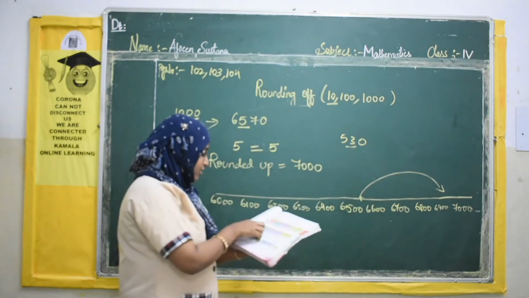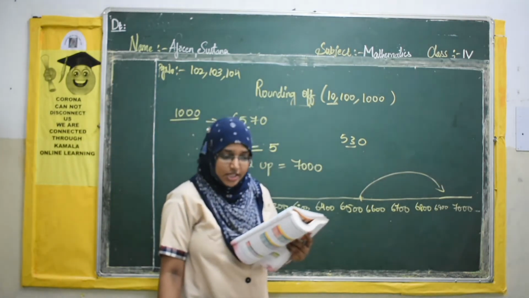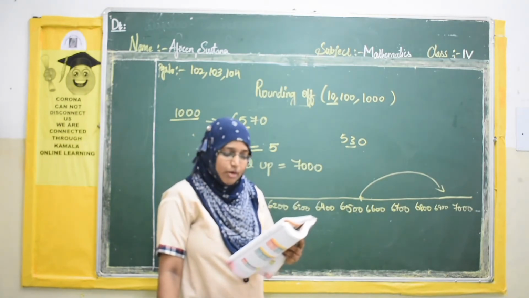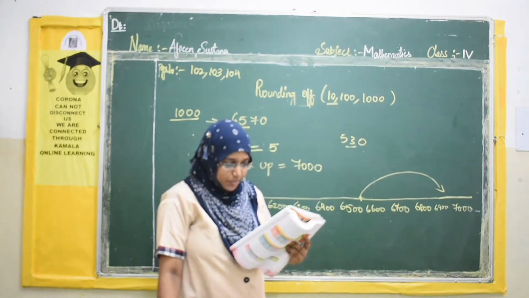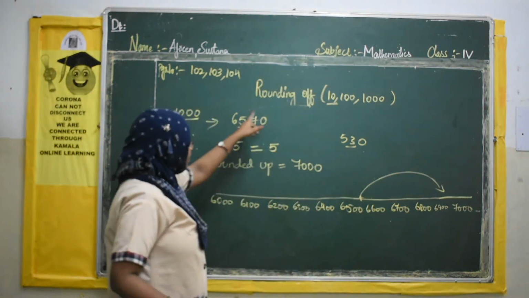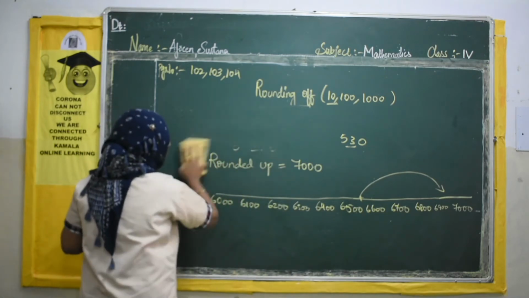The same way, let us see what is here. Rounding off to the nearest 1000: if the digit at the hundreds place is equal to or greater than 5, the number is rounded up. If the digit at the hundreds place is less than 5, the number is rounded down. So for all three, the main thing is which digit we check.